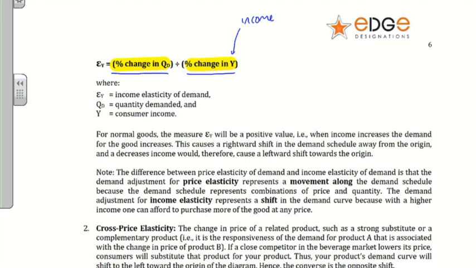Changes in income. For normal goods, income elasticity is generally a positive number. In other words, as income goes up, demand for goods goes up. You can see it's not an inverse relationship as it was for price. Income elasticity is generally a positive number.